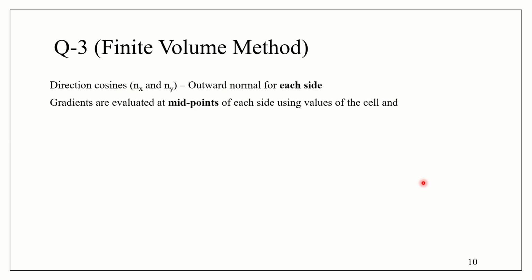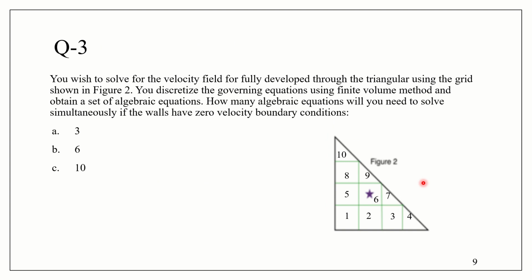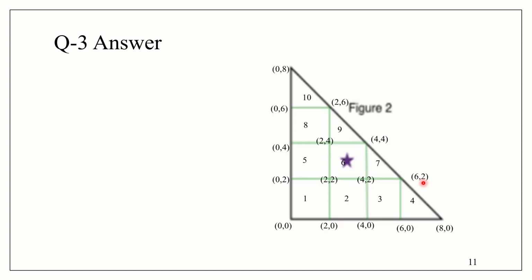So for this particular question, we are using this particular grid, and we'll see how we can discretize it. This is the discretized geometry given, a triangular duct. We have 10 cells in this geometry, and we need to use the finite volume approach to get the discretized equations. The thing to be noted is, for each of these grids, we need to know the centroid, because we are calculating from the midpoint to the midpoint of the adjacent cells for the gradient calculation.